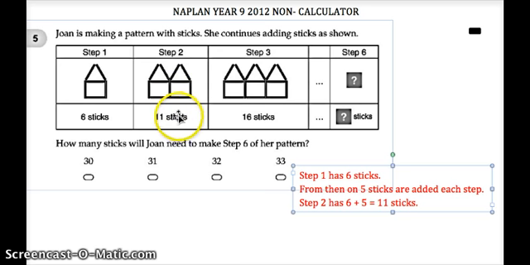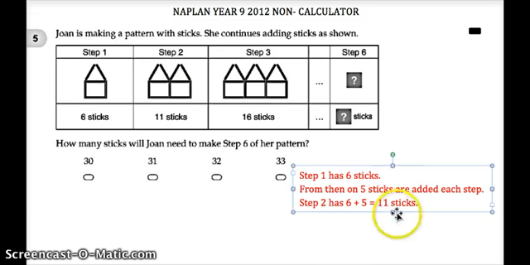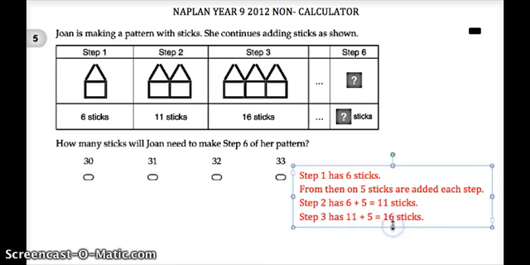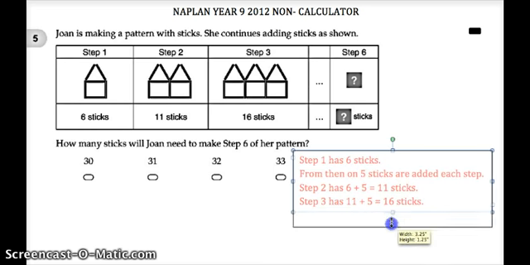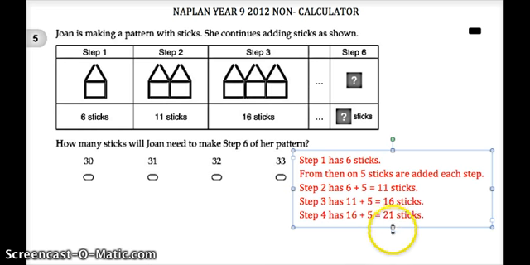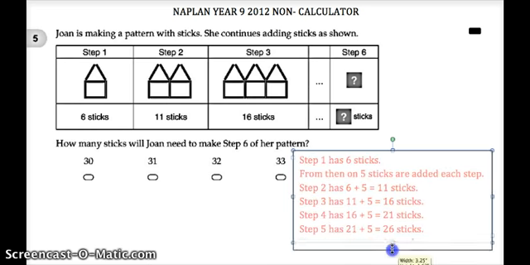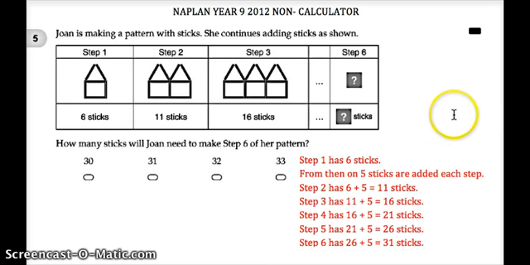So step 2 has 11 sticks, step 3 has 16 sticks. So we'll just write that out. Step 3 has 11 plus another 5, which is 16 sticks. And now we can just keep adding 5 sticks for every step. So that means step 4 would have 16 plus 5, which is 21 sticks. Step 5 would have 21 plus 5, which is 26 sticks. And step 6 would have 26 plus 5, which is 31 sticks. And so our answer is 31.